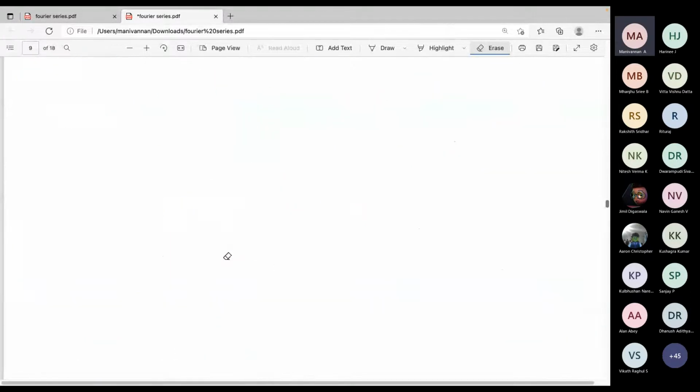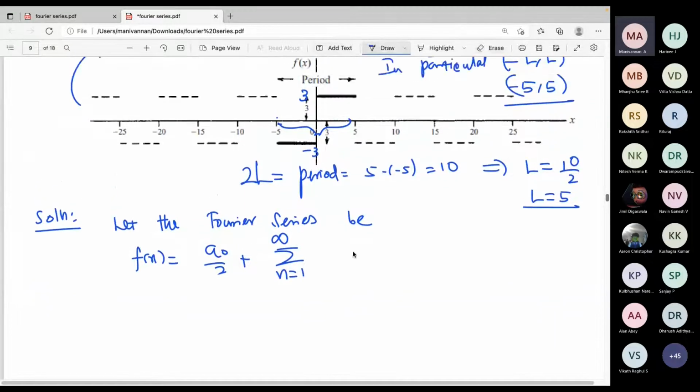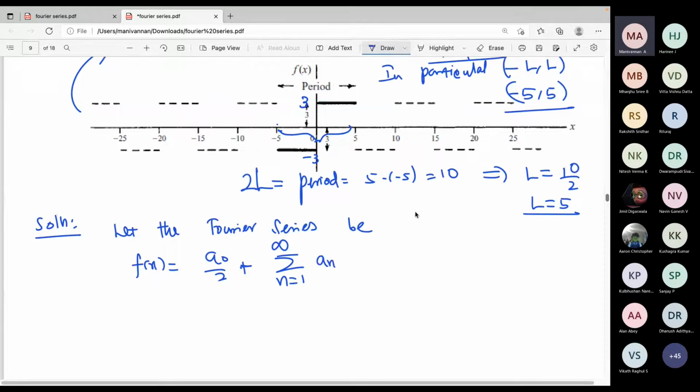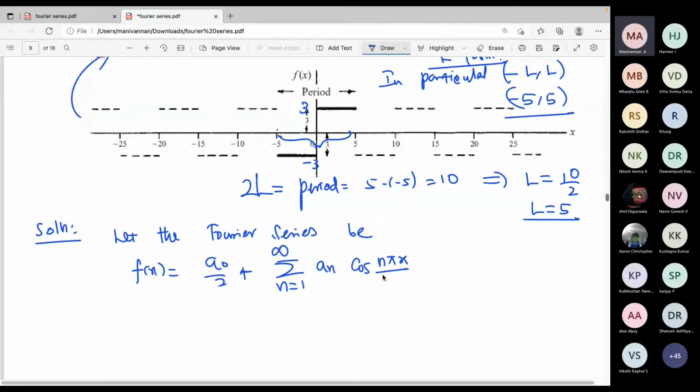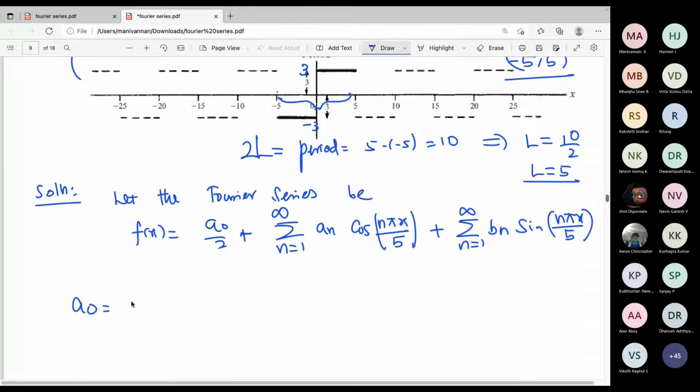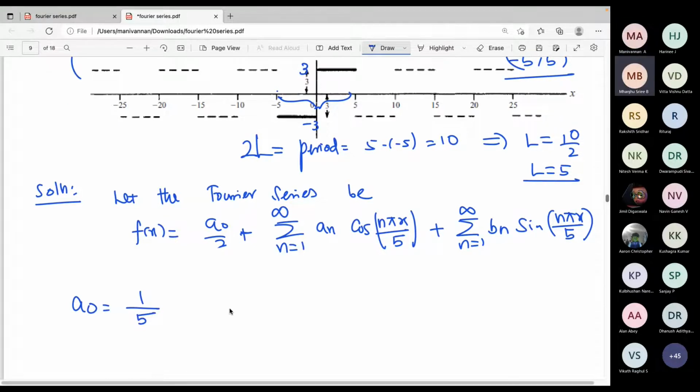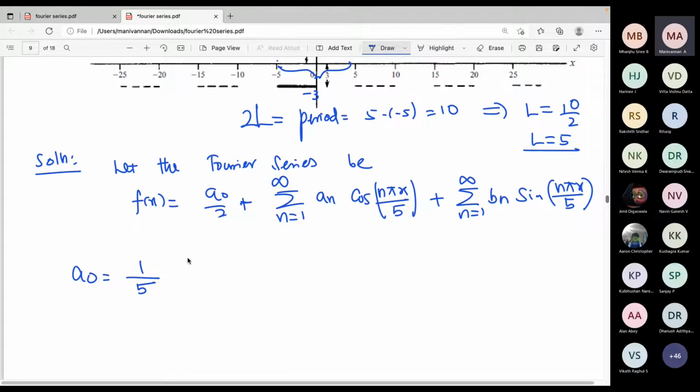Now let's come back to this problem. Let an, with n from 1 to infinity, be the coefficient with cos n pi x by L, where L here is 5. Once you compute the same, a0 is 1 by L integral from minus L to L of f of x dx, which is minus 5 to 5 of f of x dx.